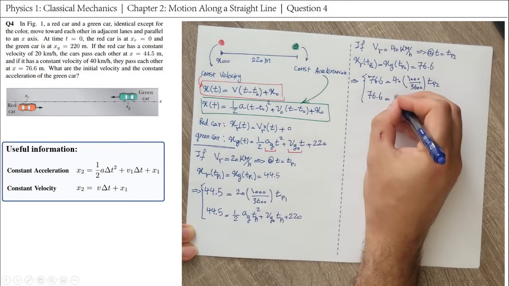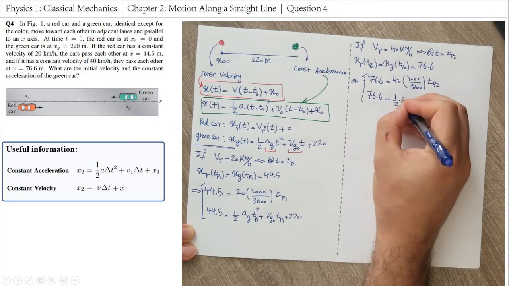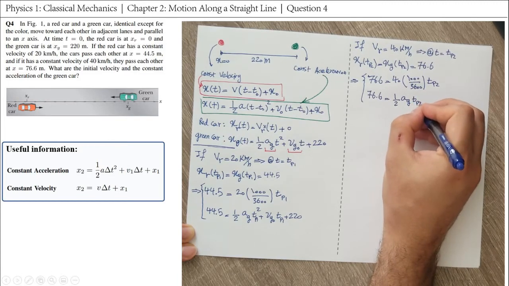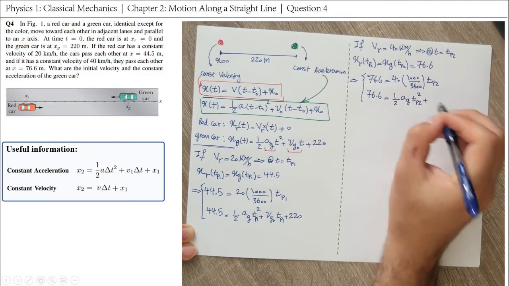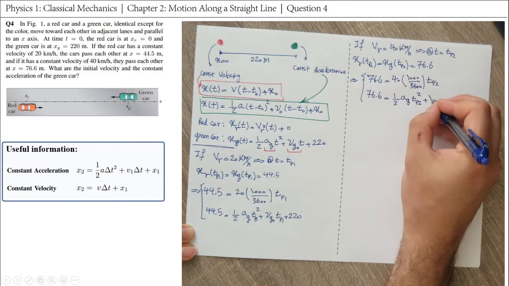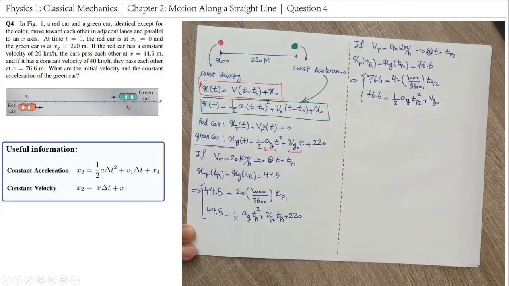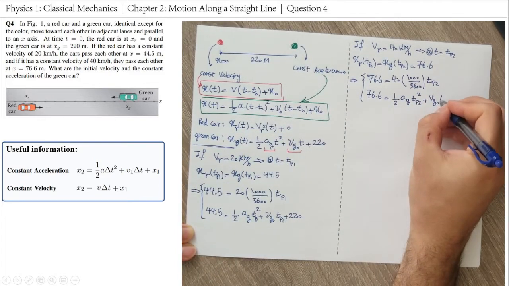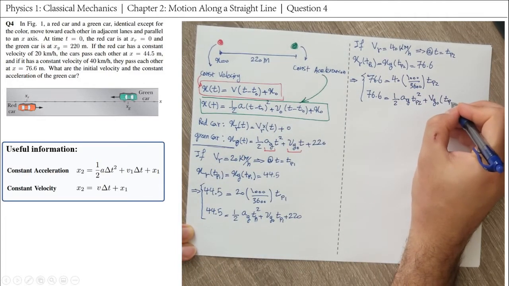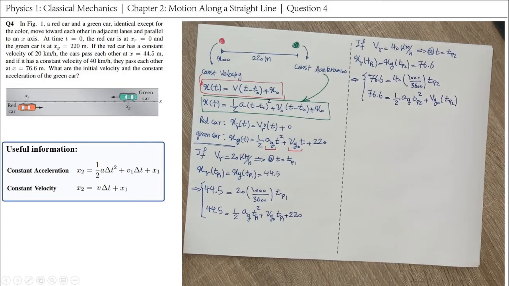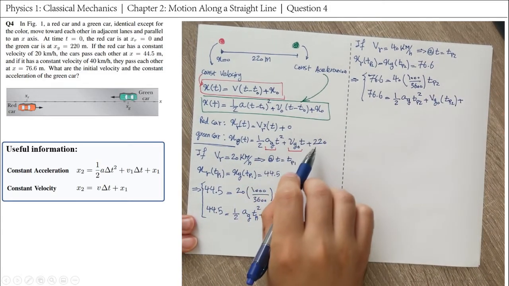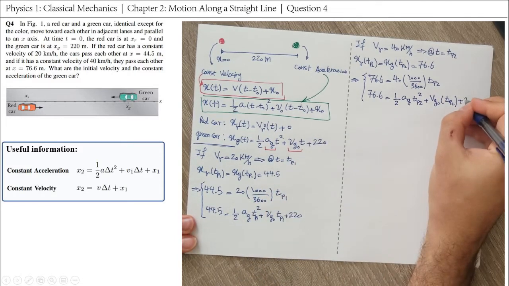And we can write the same thing for the green car, 76.6 equals 1/2 the acceleration of the green car times tp2 squared, plus the velocity of the green car in its initial condition at the beginning times tp2, and then plus x naught, which is 220.